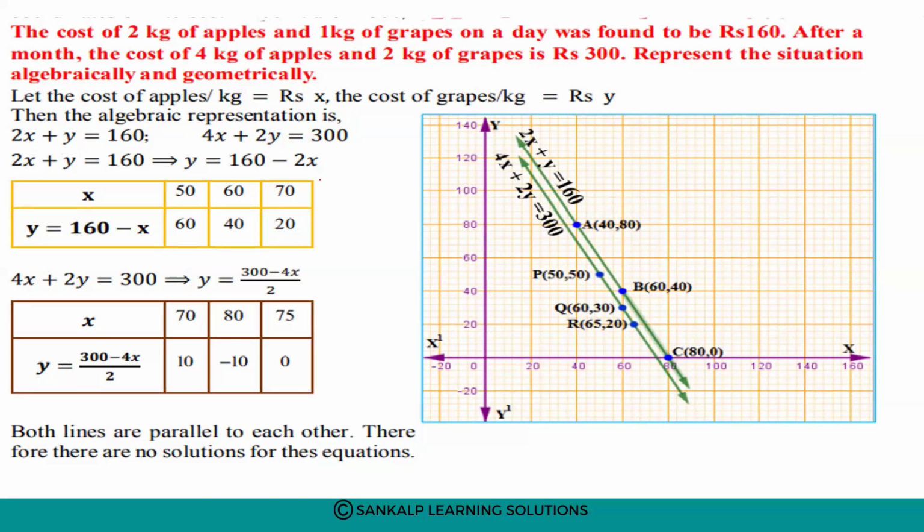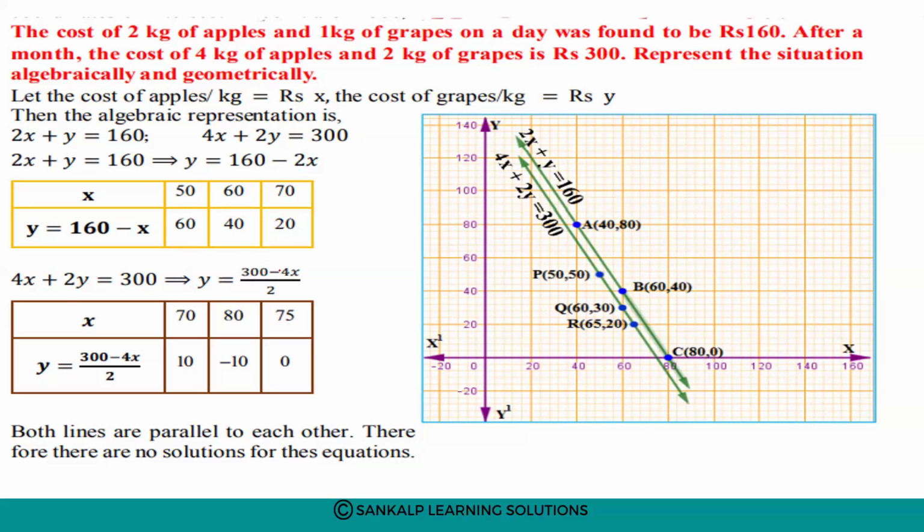Here also we'll prepare two tables for these two equations. So when I take x value is 50, so 2 into 50 is 100. 160 minus 100 is 60. So if I take x is equal to 60, then 120. 160 minus 120 is 40. If I take x is equal to 70, then it is 140. So 160 minus 140 is 20. So like that, 4x plus 2y is equal to 300.